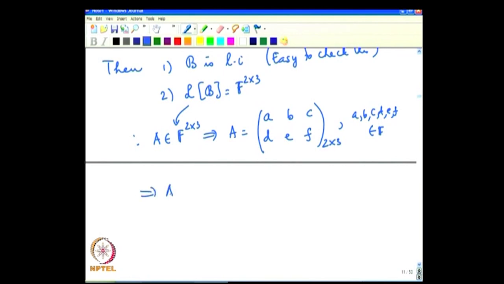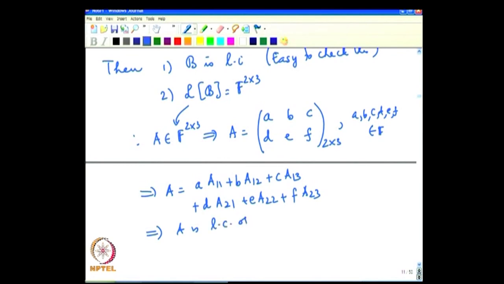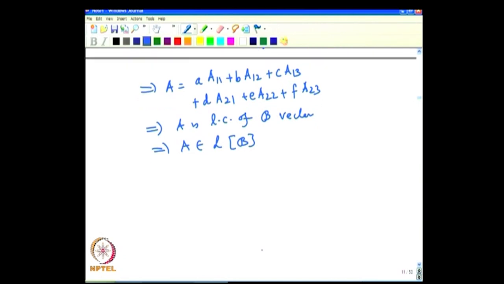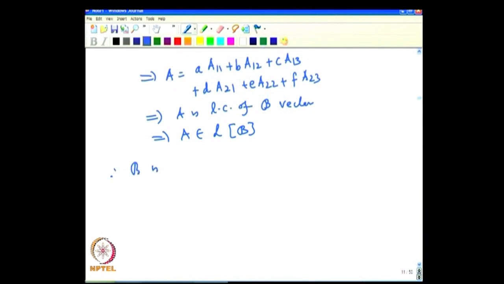Now, that says I can write A as a11 times A11 plus b times A12 plus c times A13 plus d times A21 plus e times A22 plus f times A23. That says A is a linear combination of B vectors, that means A belongs to L(B). That is, every vector in F^(2×3) is a linear combination of these. So, therefore, L(B) is also V, the space of matrices in this case. Therefore, B is linearly independent, L(B) is V, and these are the two requirements for a set to be a basis, and therefore, B is a basis for F^(2×3).